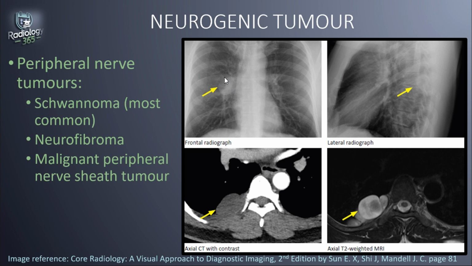And this corresponded to a paravertebral abnormality on the lateral radiograph. CT shows a low density lesion without significant enhancement. MRI shows a heterogeneous T2 hyperintense signal and a hypointense signal within this cystic lesion, in keeping with a schwannoma.